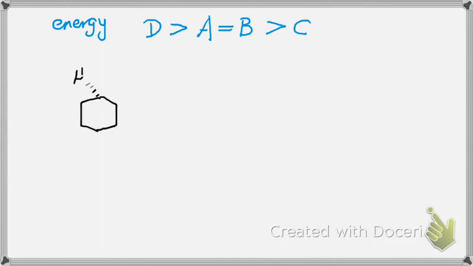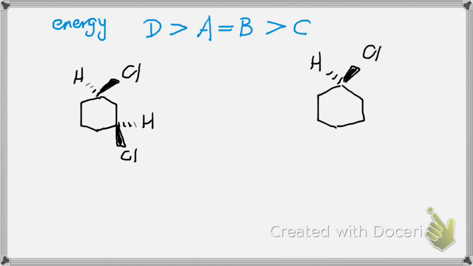Moving on, we will take a look at 1,3 disubstituted cyclohexane. So let's see, this is the first molecule, 1,3. So 2 chlorines are on carbon 1 and carbon 3. They are both on wedges in this first molecule. And in my second molecule, still 1,3, but one is on the wedge, the other is on the dash.